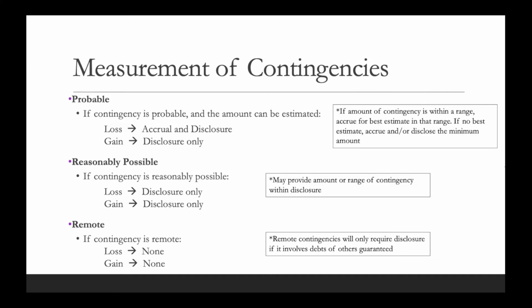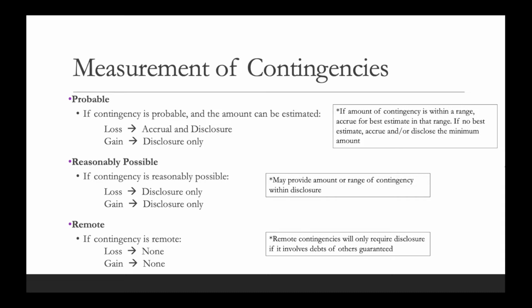Remember, for these, if the amount of the contingency is within a range, you can accrue for the best estimate within that range if, say, the problem gives you a best estimate. However, if they don't provide a best estimate and they just give you the range, then you can accrue and or disclose for the minimum amount within that range.